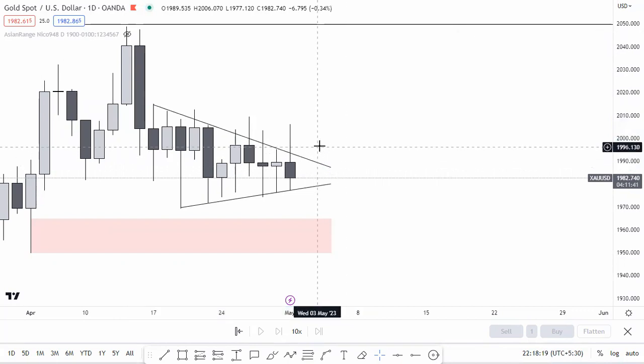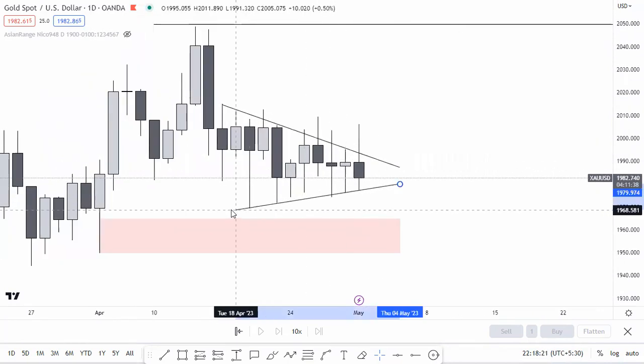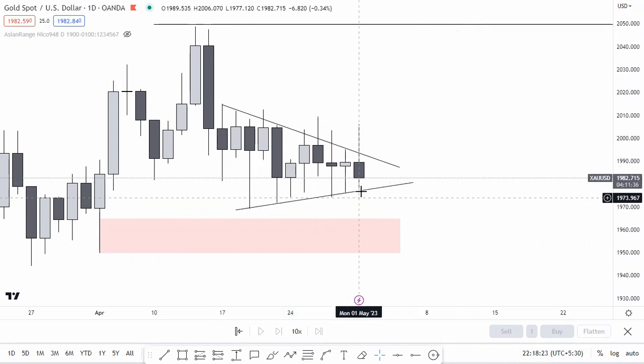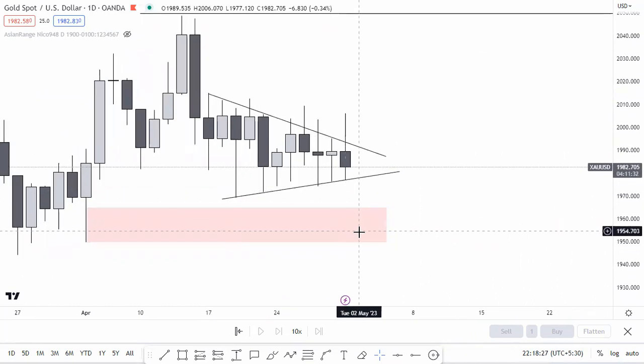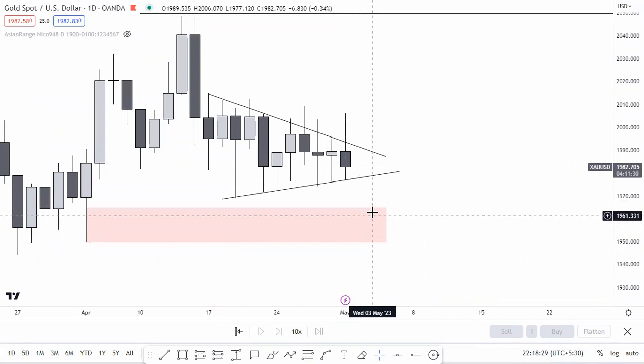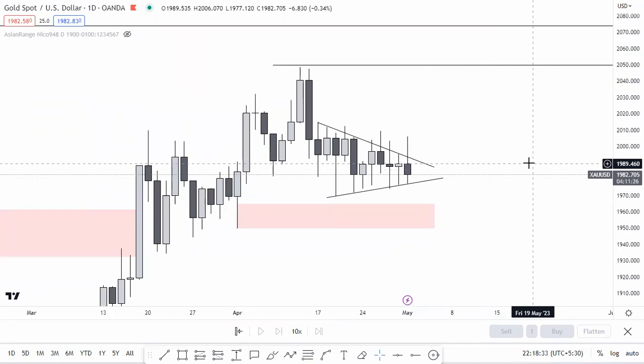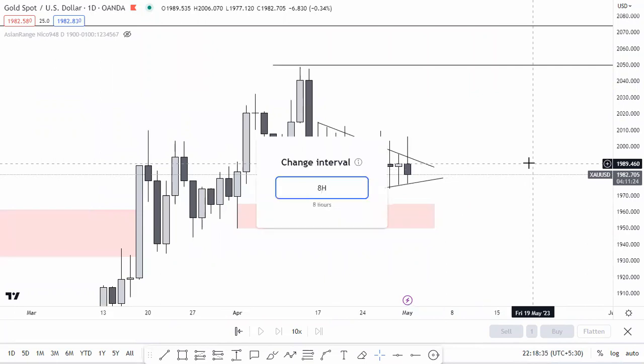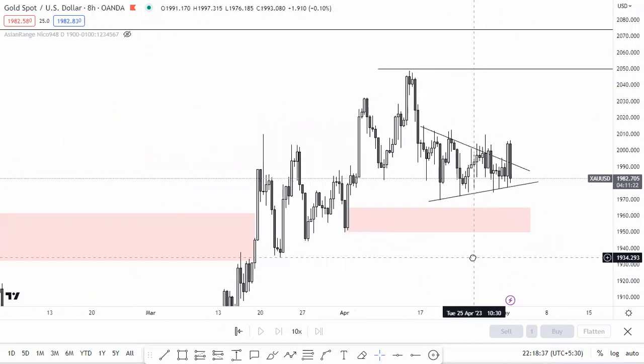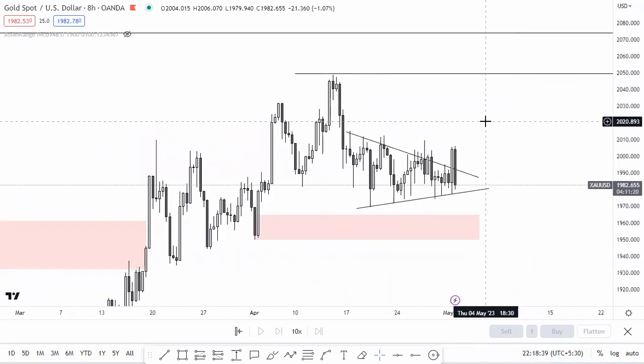Symmetrical triangles. I was expecting a perfect closure over here, and after this, sellers will enter and sellers will get trapped. So buyers will enter. This is my expectation, just my expectation. Overall, this was my idea. Let's see.